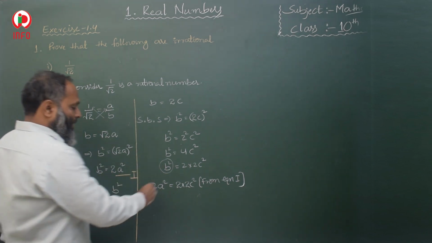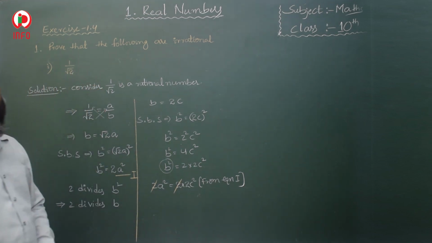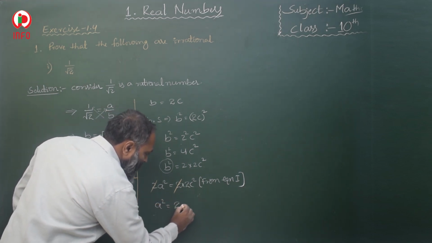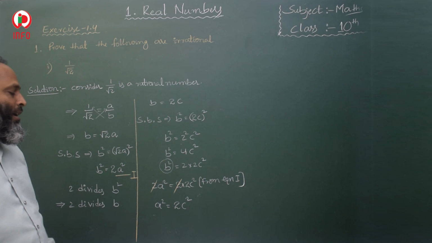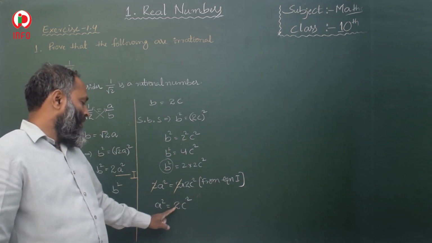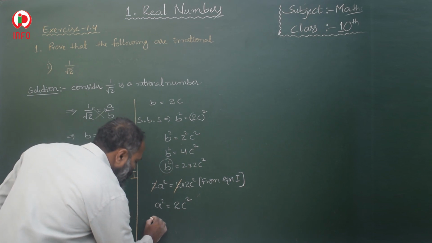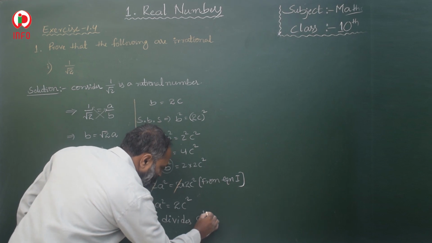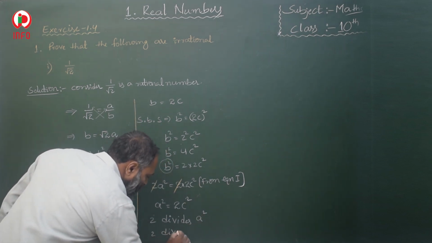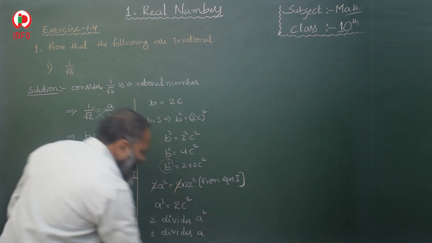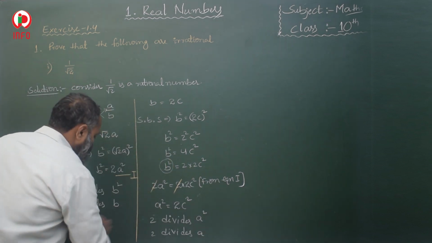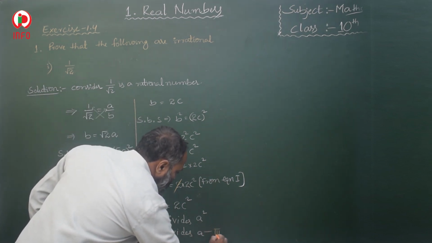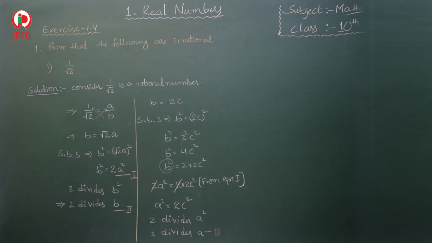Now the 2 on both sides will get cancelled. Then a square is equal to 2c square, which means 2 divides a square, that implies 2 divides a also. So this is equation 2 and this is equation 3.